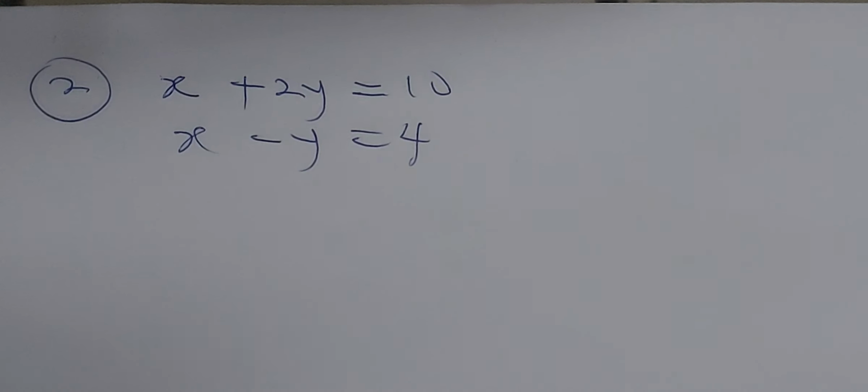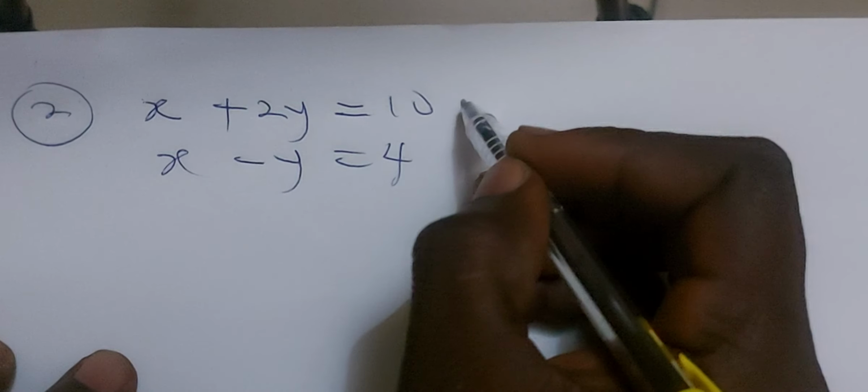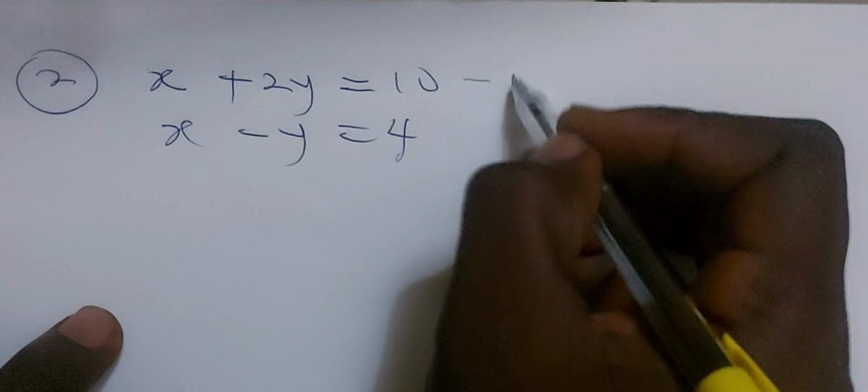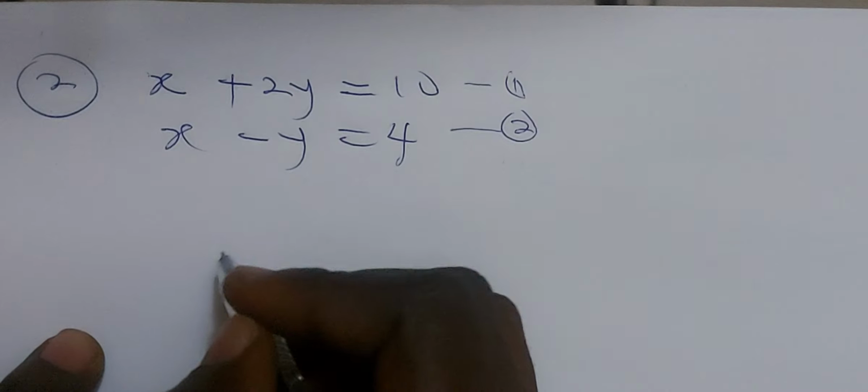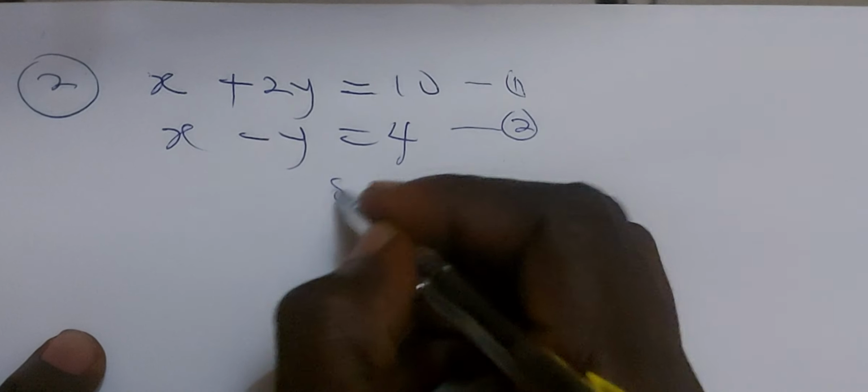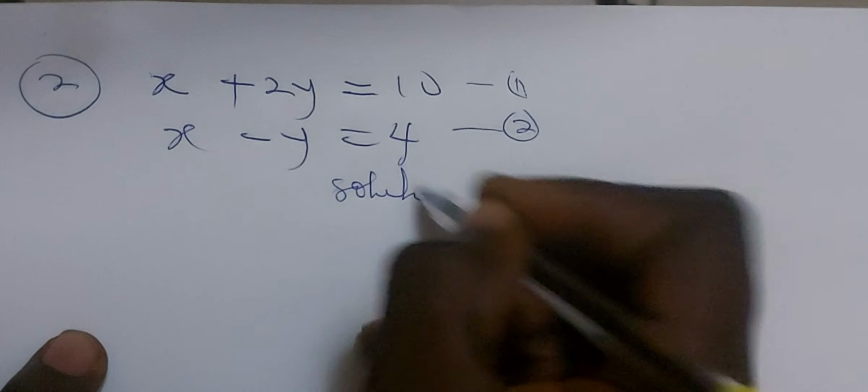Let's continue simultaneous equation. This is equation 1 and this is equation 2, by graphical method. So we need to prepare a table for each of the equations.